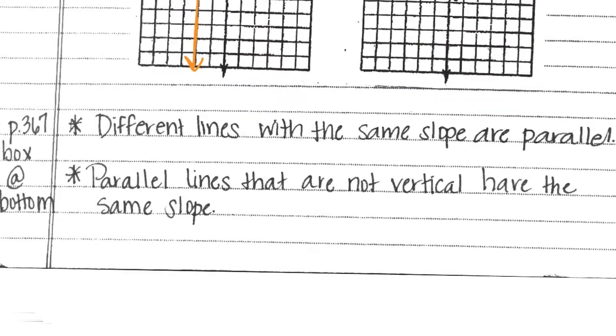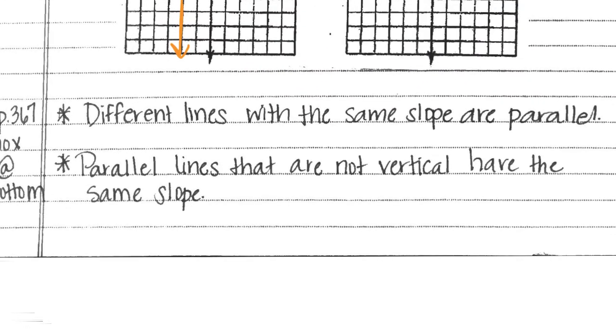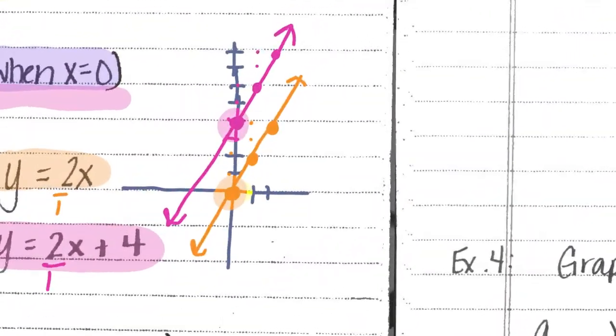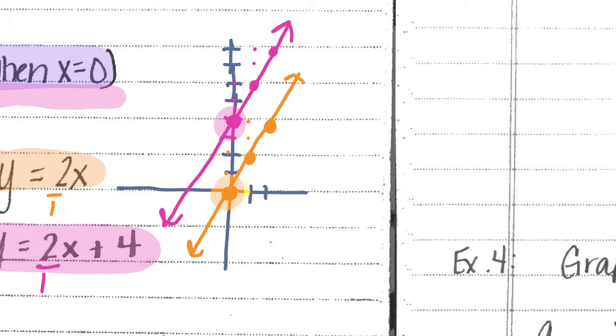All right, just some things that we're going to get into. Different lines with the same slope are parallel. So if lines have the same slope, they are parallel. And we just saw that in example 1 if you want to go back and look. Parallel lines that are not vertical have the same slope. So kind of the same thing. Remember, we graphed it right here. Those are parallel lines. Excuse my drawing if they're not perfect. And because they had the exact slope of 2/1.